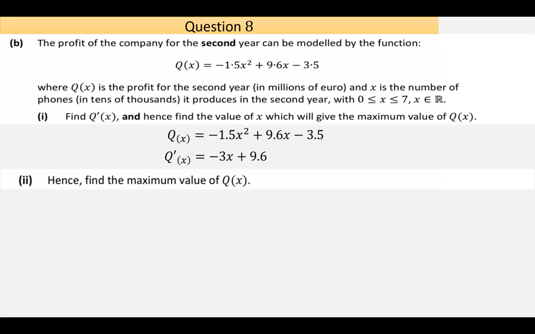Okay, now there's my function written out. Now when I differentiate this, there's a whole pile of rules for differentiation, but we're using the power rule here. Okay, and you're multiplying the power by the number in front. So 2 times negative 1.5 is negative 3. Step 2 of the power rule says you should take 1 away from the power. 2 take away 1 is 1.